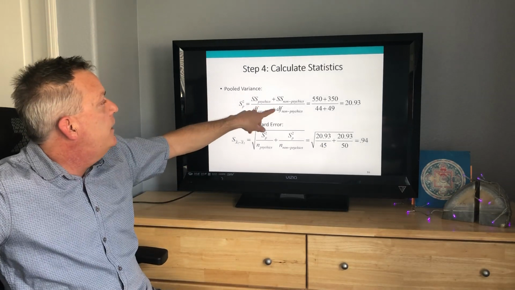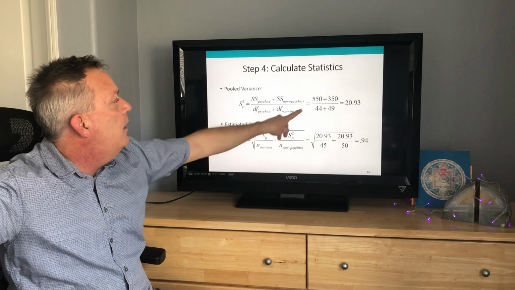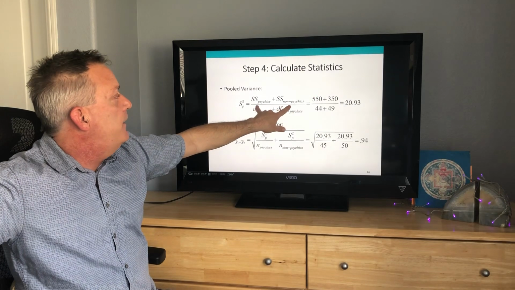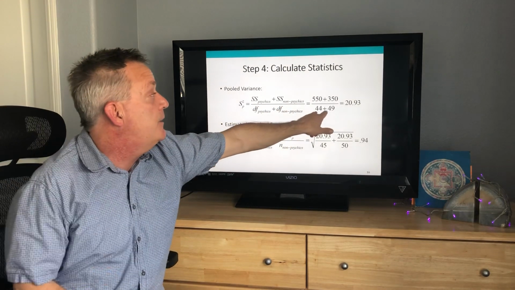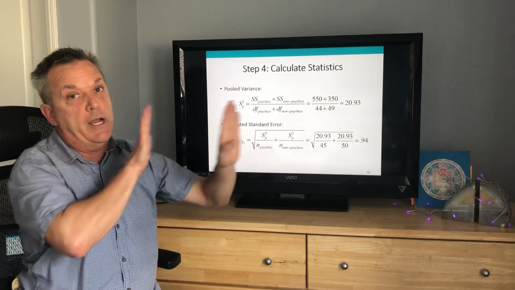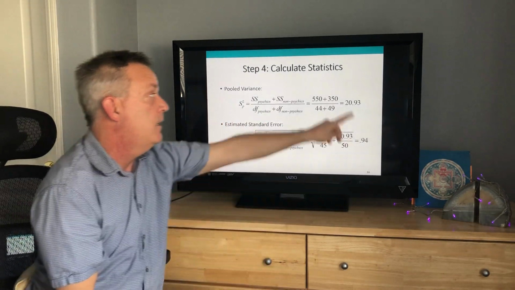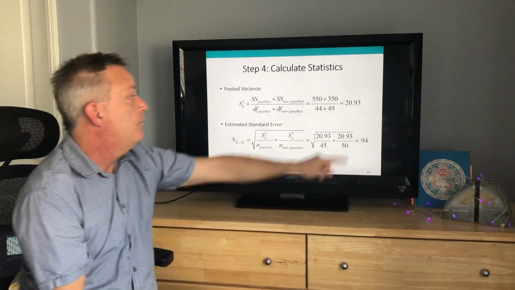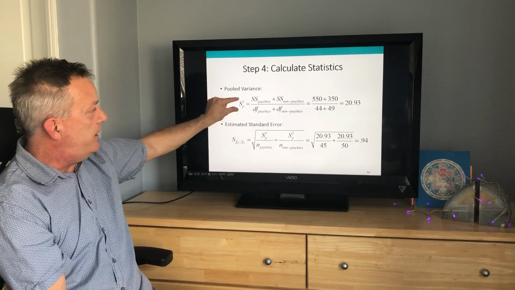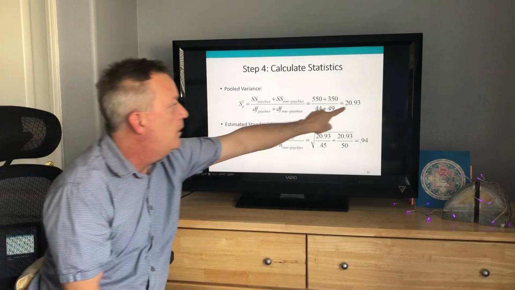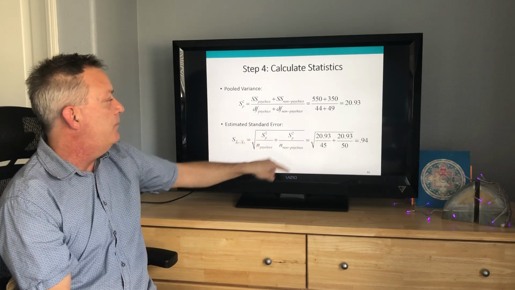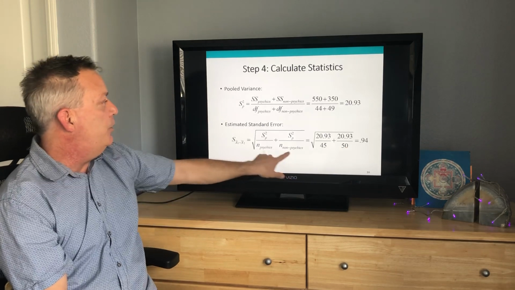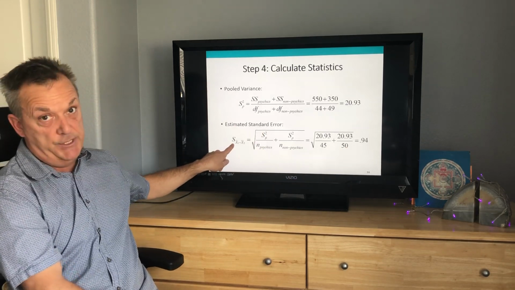The pooled variance is, as you recall right here, for both groups 550 plus 350, right, for the psychics and the non-psychics. And the degrees of freedom is 44 and 49, because remember you subtract 1 from the n. That gives you 20.93. Add those, divide. Plug in 20.93 now, which is your pooled variance. Plug it in here. Boom and boom. What's the n? You already know that. 45 and 50. Boom and boom. What's the estimated standard error? Remember this symbol right here.